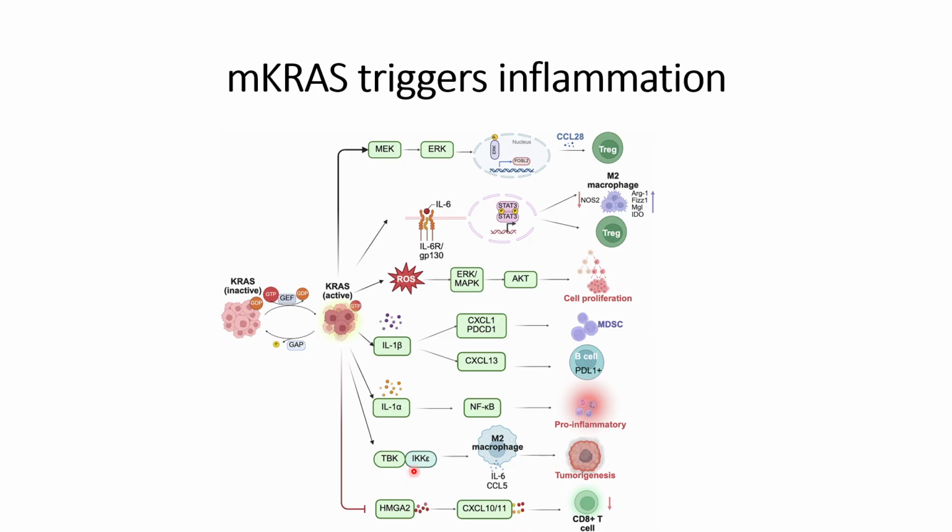And one thing that it inhibits is HMGA2, and this results in the downregulation of CXCL10 and 11, and downregulation of these finally results in the downregulation of CD8 plus T cells, which are the main cytotoxic T cells that release the lytic granules to kill the tumor cells. But in the case of mKRAS mutations, it will trigger in a way that leads to downregulation of the CD8 plus T cells.